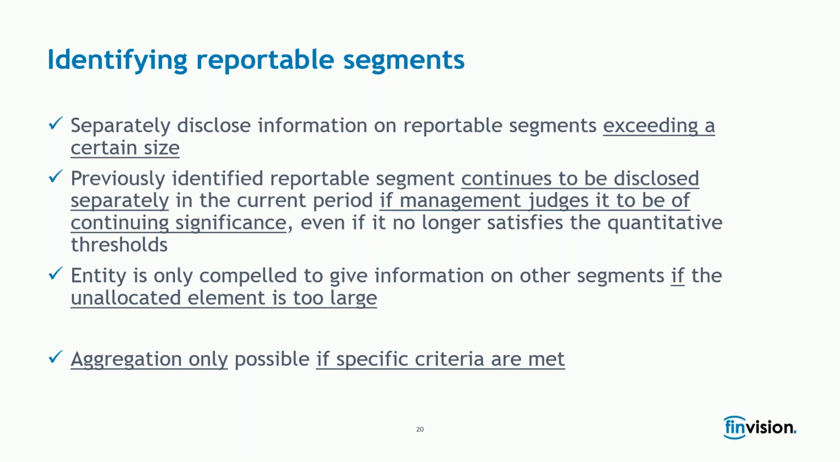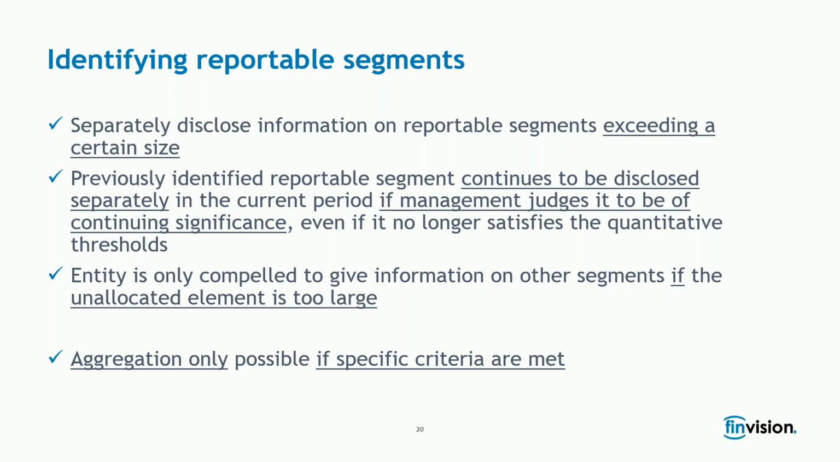So there are a number of criteria to consider. So there is size criteria. As soon as you exceed specific criteria, you will always be required to report them separately. Come back to that more in detail later on. Once you have identified a segment as being reportable, it is considered to be disclosed separately as long as management judges it to be of continuing significance, even if it's below the criteria in the meantime.